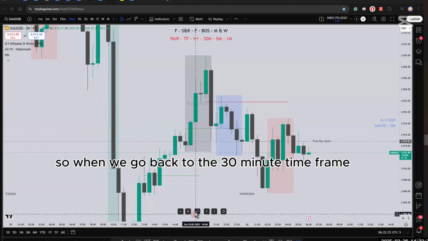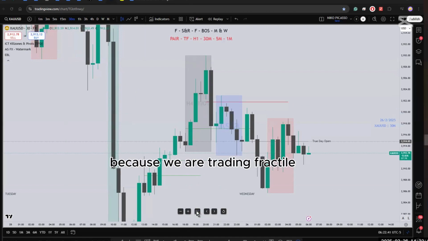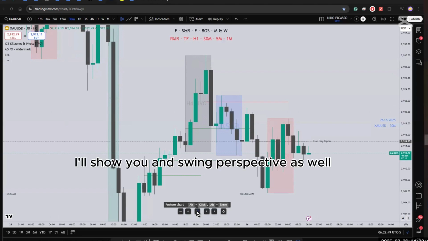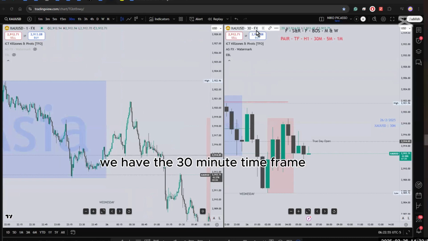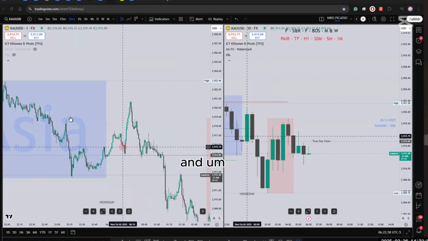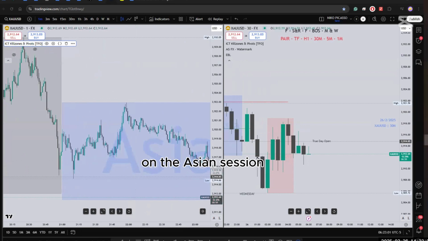So when we go back to the 30-minute time frame, we want to do everything in pairs, because we are trading fractals. I'm going to show you a scalper or intraday perspective, and then obviously I'll show you the swing perspective as well. So I'm going to split the screen in two. On the right side, we have the 30-minute time frame, and we're just going to use the same example I used earlier on the Asian session.